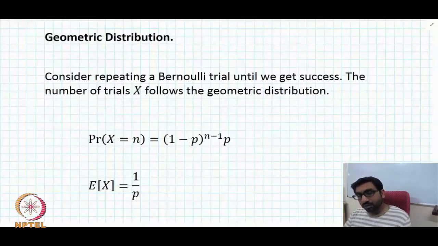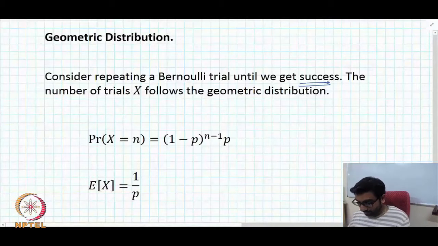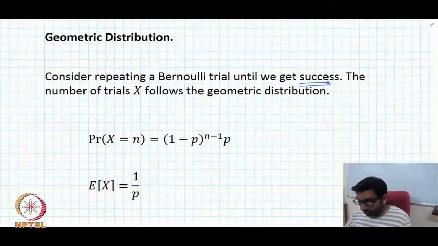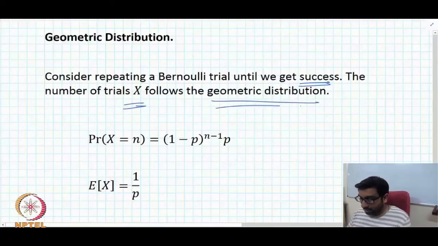So the third distribution we're going to see now is called the geometric distribution. Here again, Bernoulli trials play a part in the following manner. Consider repeating the same Bernoulli trial several times, until we get the first success. The number of trials that we need to perform is denoted by X, and this X is said to follow the geometric distribution.